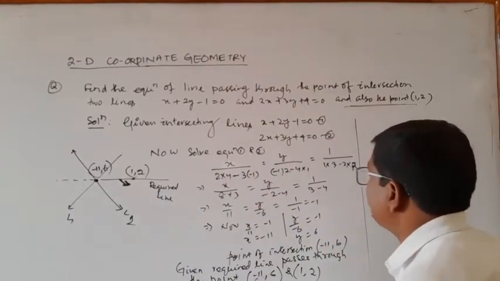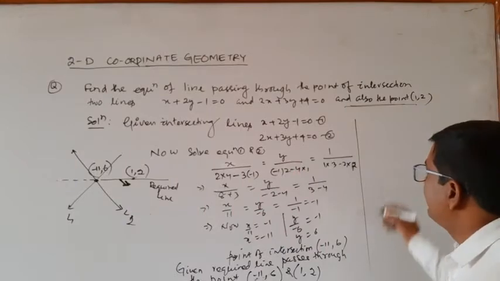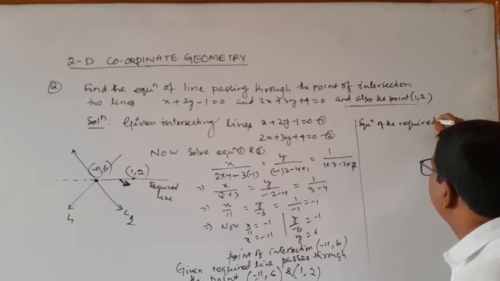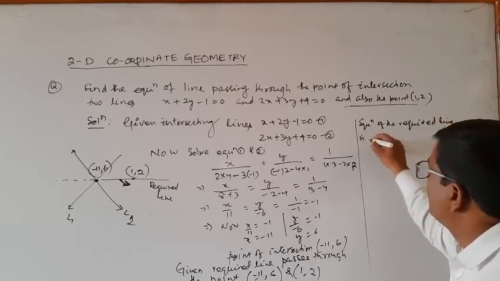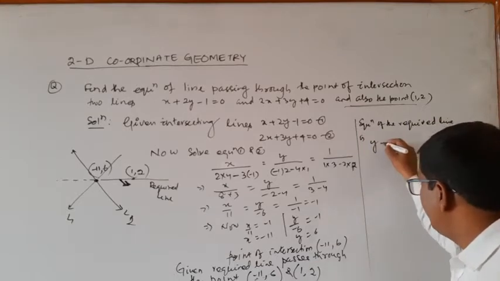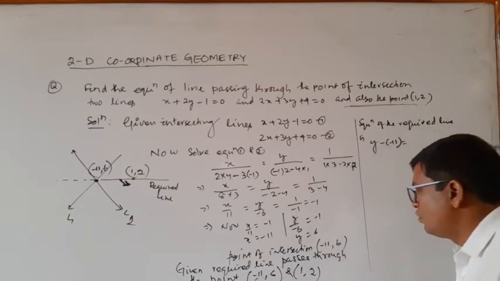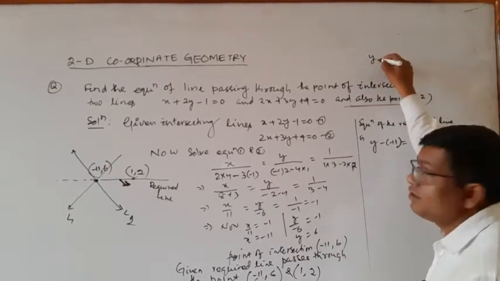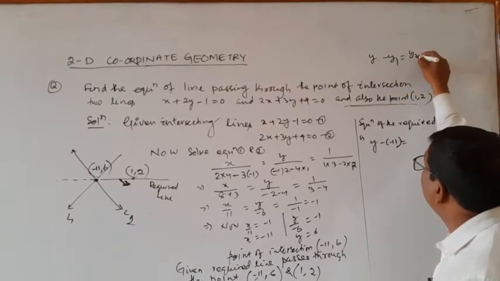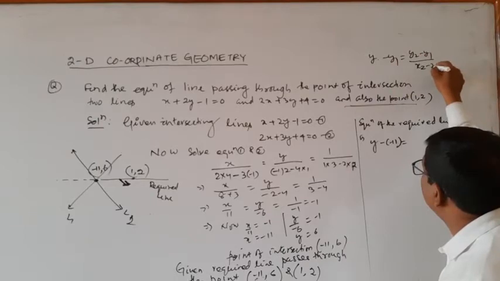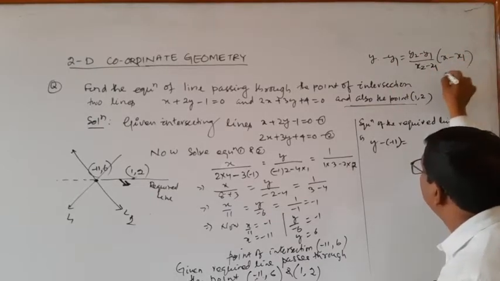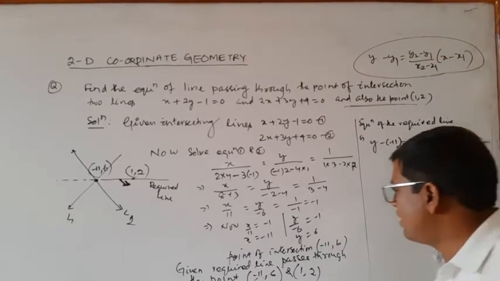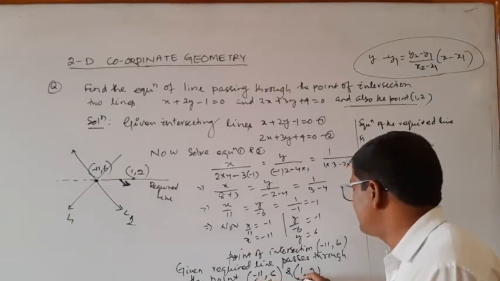Equation of the required line is y minus y1, using the two-point formula: y minus y1 is equal to (y2 minus y1) divided by (x2 minus x1) into (x minus x1). Use this formula, the equation of a line, to find the equation. This is x1, y1 and this is x2, y2.